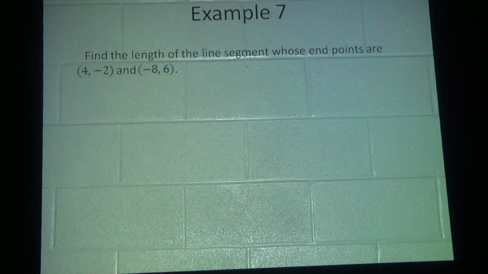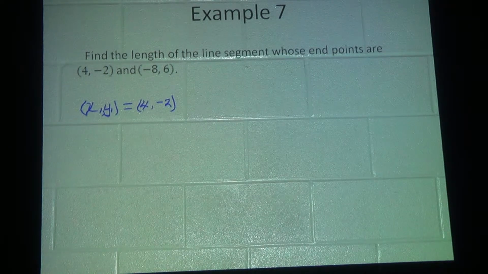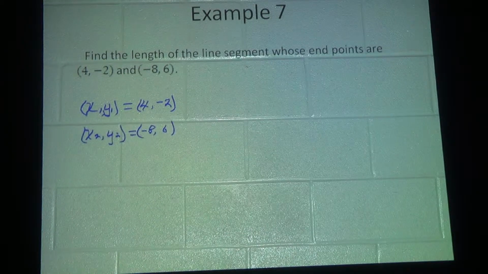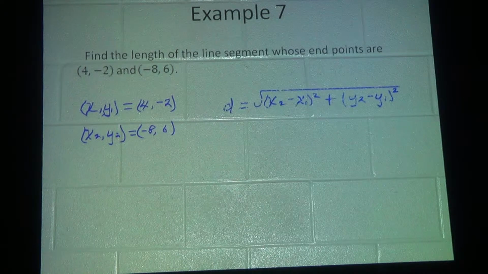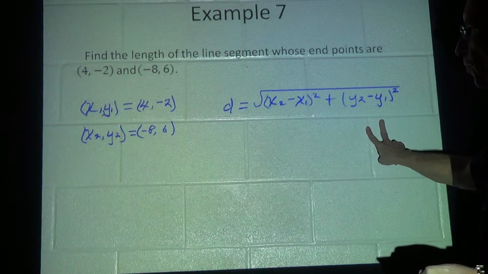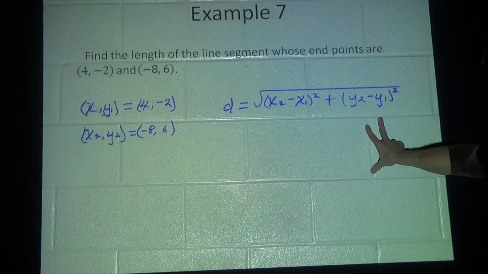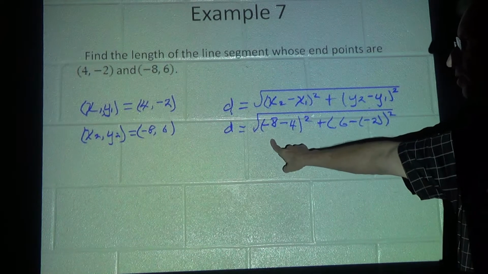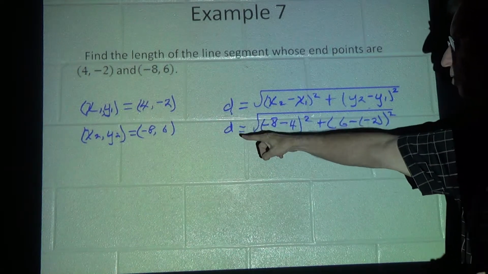Okay, so find the length of the line segment whose endpoints are 4, -2, and -8, 6. So we put this into our formula. So x1, y1 is equal to 4, -2. x2, y2 is equal to -8, 6. Okay, this is our distance formula. So we've rewritten it here. Now we're going to insert the values that we have over here.